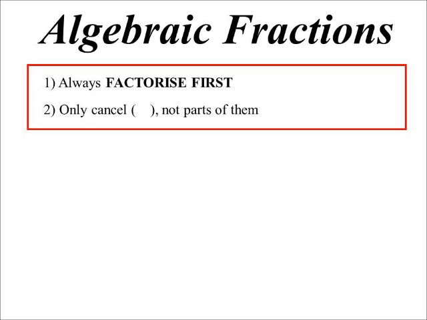You know? People love cancelling. Oh, x and 2 and 2. It's got to be a complete set of parentheses, and that's why we factorise first, so we can get all those factors multiplied together and we know what to cancel.